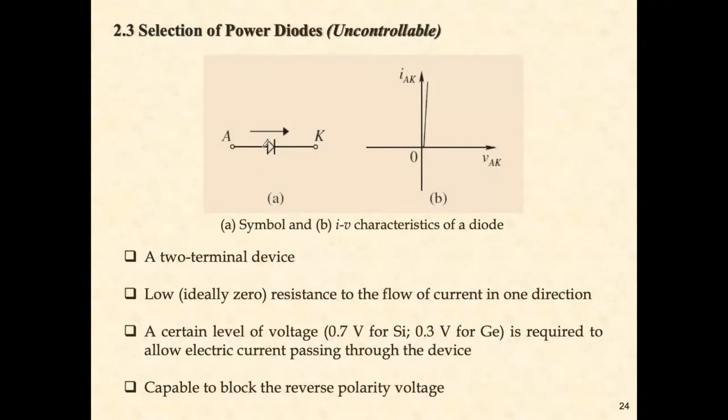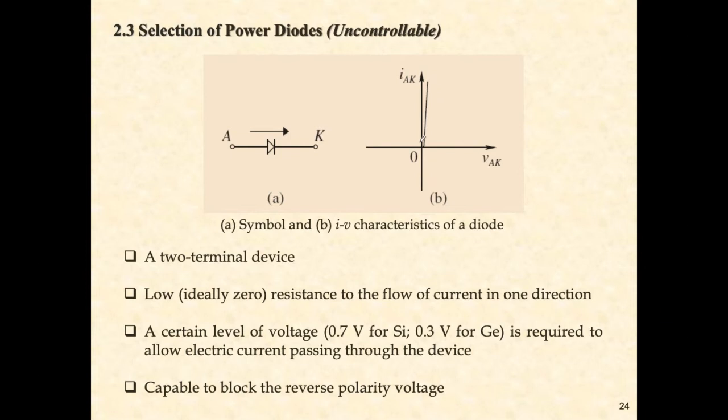Okay, so here you may find that it's quite like an arrow. The tail of the arrow is the anode, and then the head is the cathode, and the current flows from anode to cathode. And then this one is a typical IV characteristic of a diode.